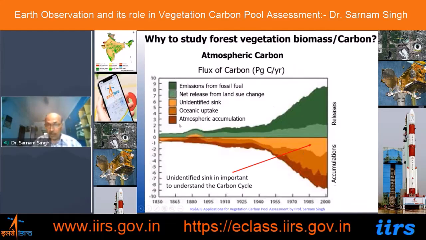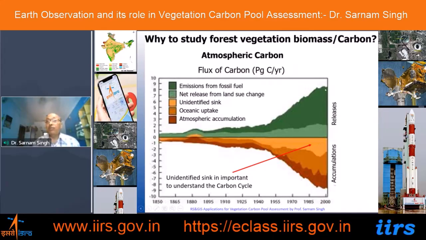And then you look at the below half of it. This is atmospheric accumulation. All that dark brown color you can see, this is atmospheric accumulation. You can see a little orange color here. This is oceanic uptake. That means oceans are absorbing. That's what I said in the beginning. Oceans are also very big. It can be a source as well as a sink. Okay, it can be bigger than the terrestrial.